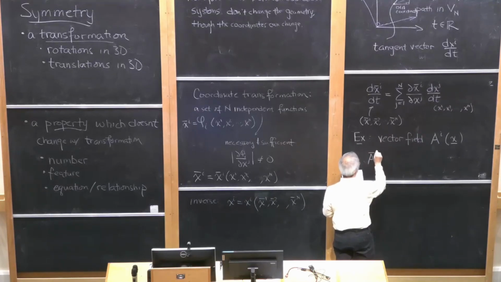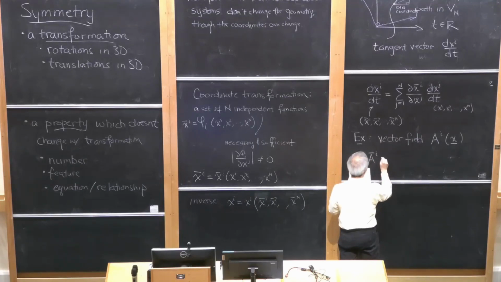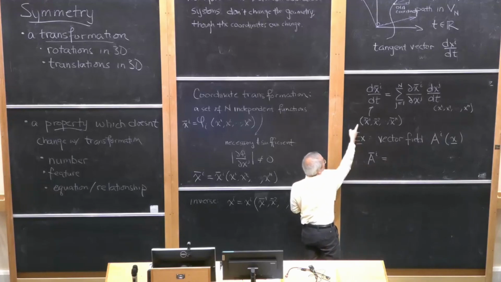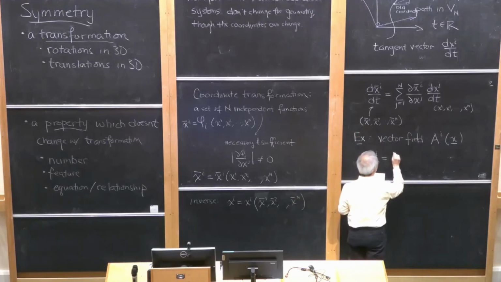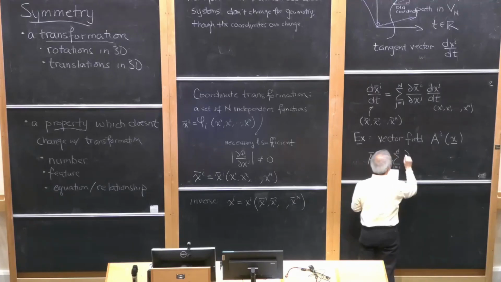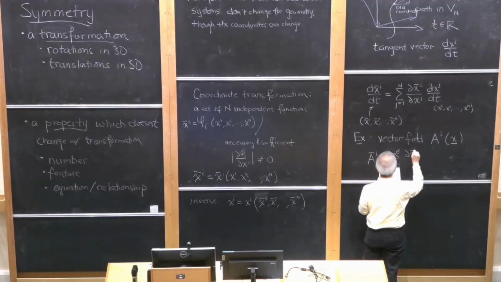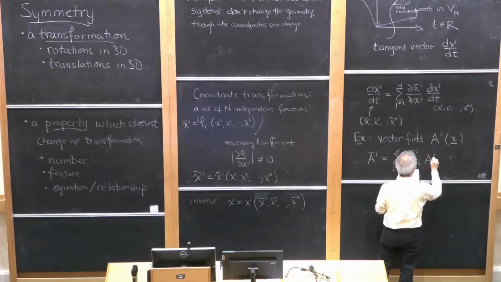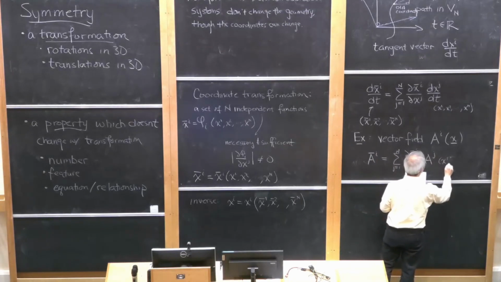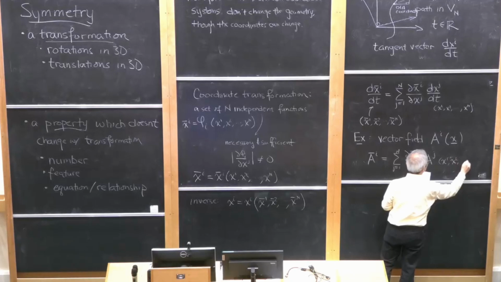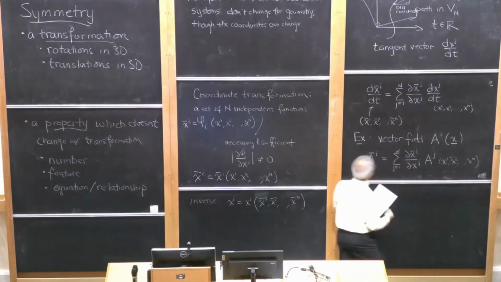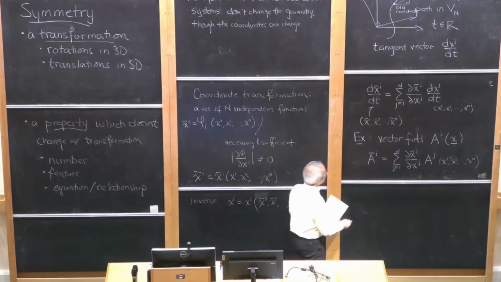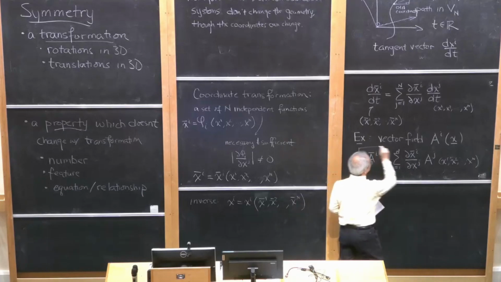So we'll have a bar i, and this will be a function of the new coordinates, equal to the sum j from 1 to n of dx bar i over dxj, and then a j. And these are functions of the old coordinates. So we are going to use this as our transformation rule.